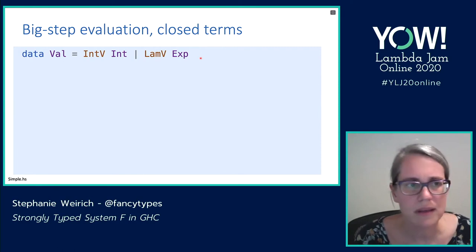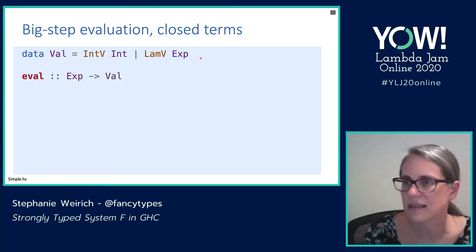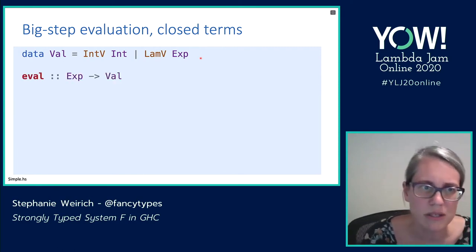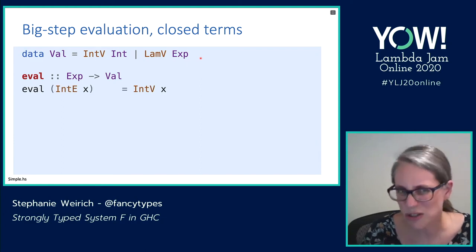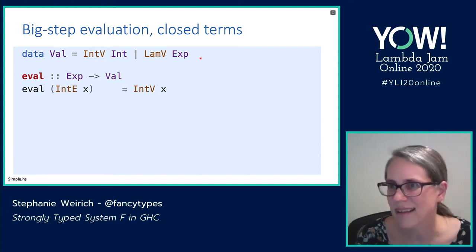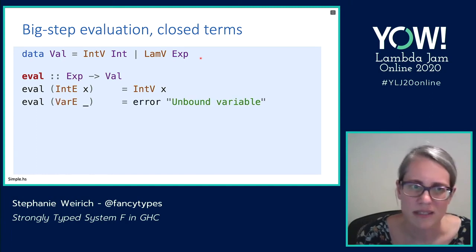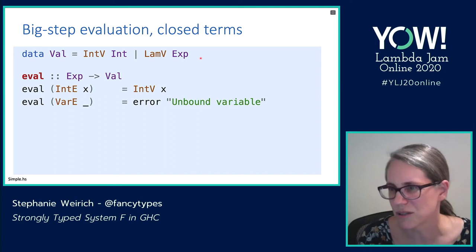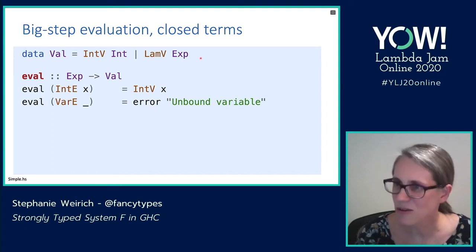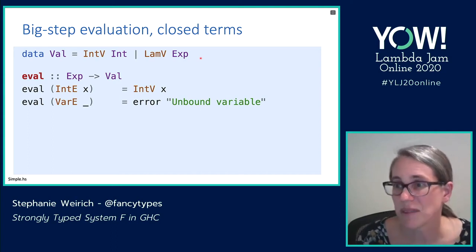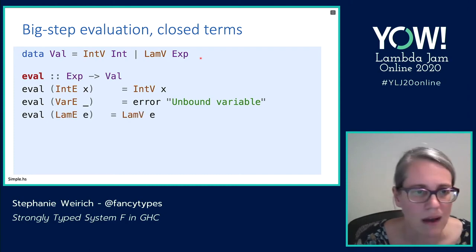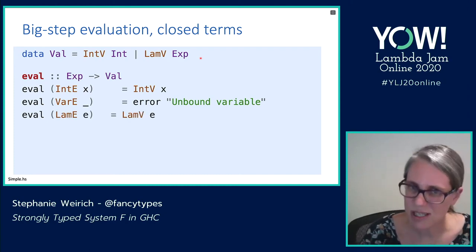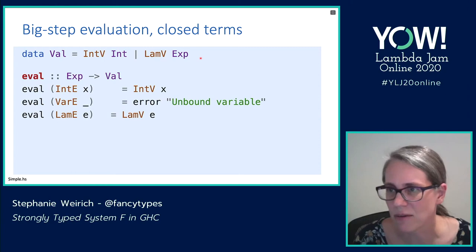And we can do that with an interpreter that kind of looks like this, right? So we're going to evaluate an expression to a value. If it's an integer expression, then it's directly an integer value. If it's a variable, oh, I forgot to tell you, I want to only evaluate closed terms. So it's a variable, I don't want to see it. I want this to be an error case. If it's a lambda expression, then that's directly a lambda value.